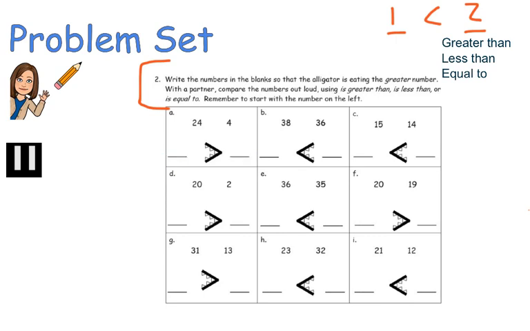So we have 24 and 4. Which is the greater number? 24. So we're going to write 24 where the mouth is open. So the mouth is open on this side. And now we're going to put 4 on this side. And then we're going to read it. 24 is greater than 4.